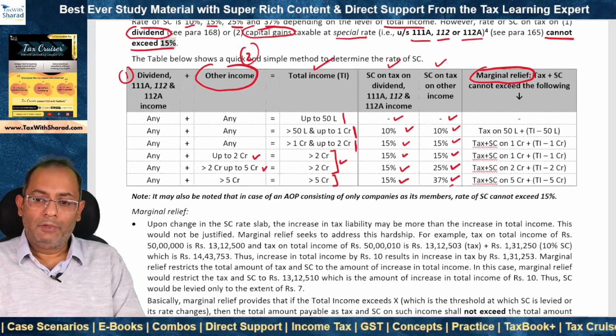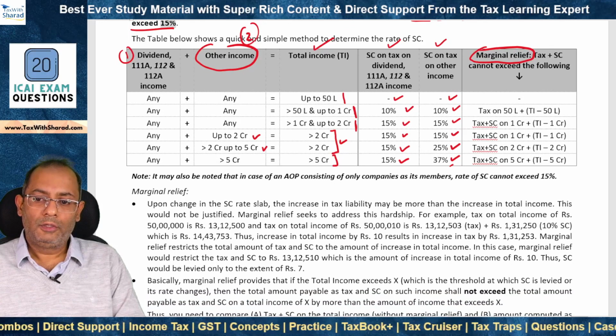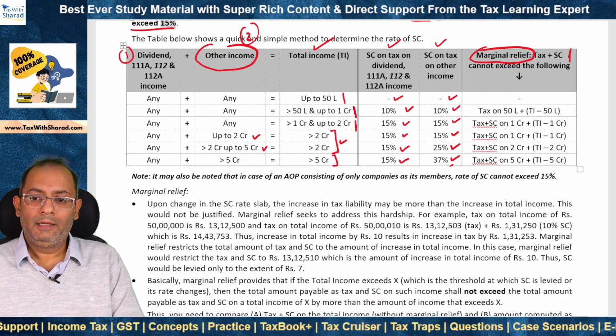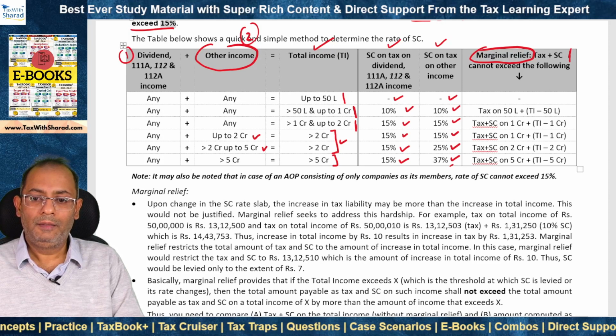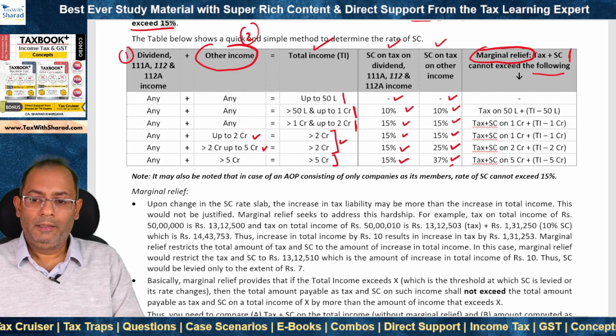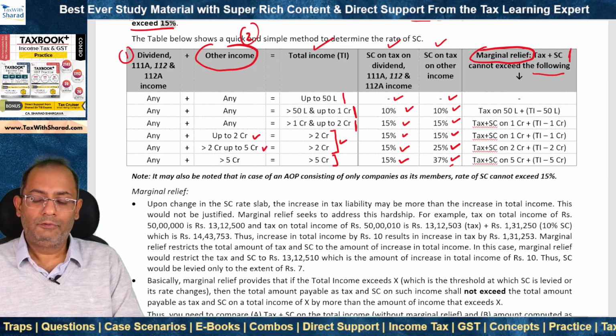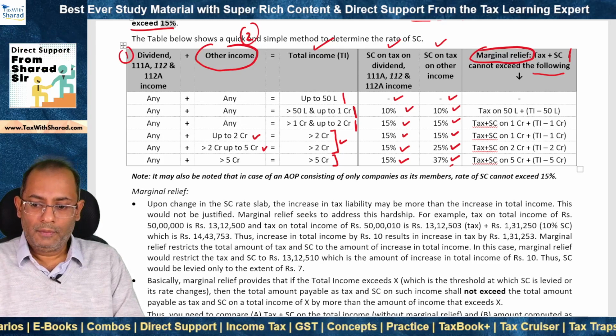And basically, while computing marginal relief, as you can see in this table, we need to ensure that the tax plus SC, that means the aggregate of tax and surcharge that we calculate normally as per this table, cannot exceed the following. That means the amount computed as per the following formulae. So this is what we need to ensure.